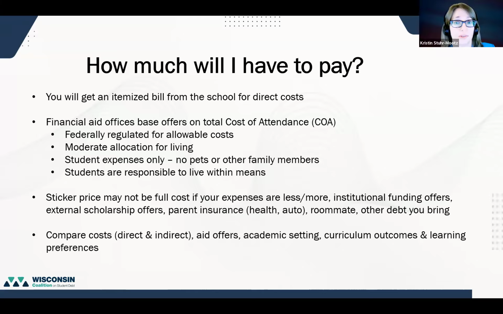So you need to look at if you'll receive a scholarship or institutional aid offers, if parents will provide the health insurance or auto insurance, if you have a roommate, or maybe you have other debt you're bringing to school with you. I just encourage you to compare both direct and indirect costs, along with aid offers, the academic setting, curriculum outcomes, and learning preferences as you evaluate your different schools.